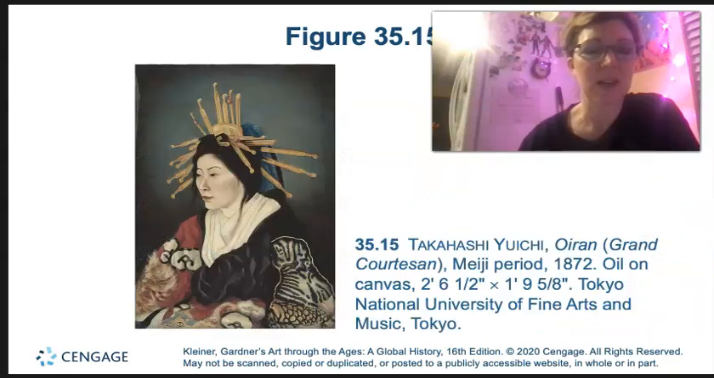This is Takahashi Yuichi, Oiran, Grand Courtesan of the Meiji period. And this, notice, is oil on canvas, 1872. So the aspect of this painting that does not reflect Western influence is the abstract rendering of the garment. The oil paint, accurate rendering of the coiffure, and the realistic facial detailing all do reflect the Western influence. The major artistic genre that was introduced in Japan in the late 19th century is oil painting.